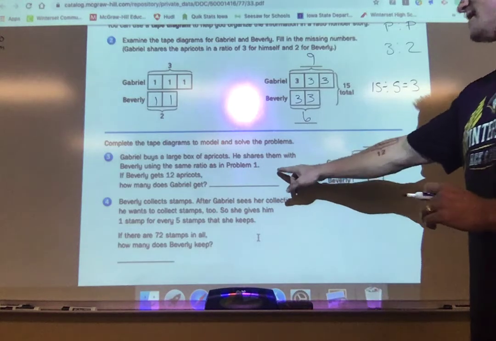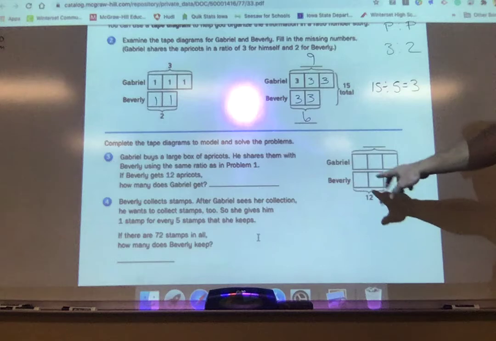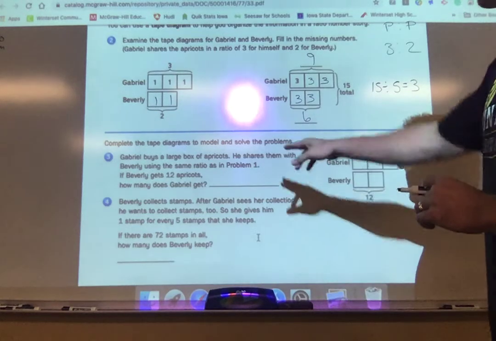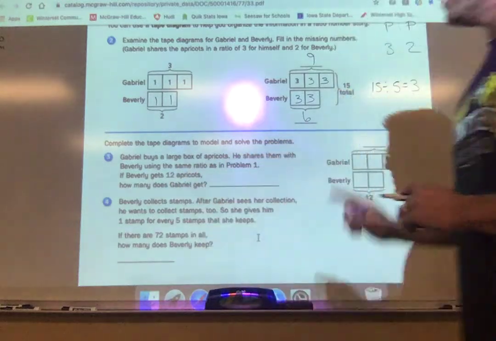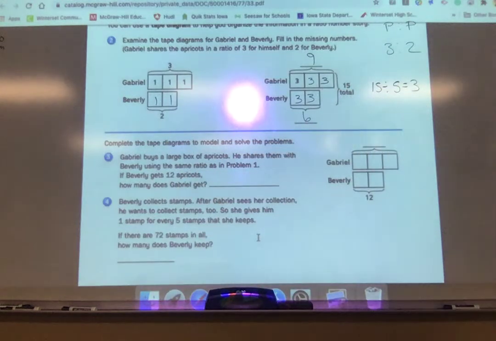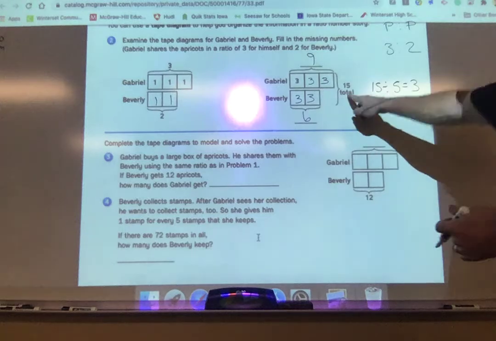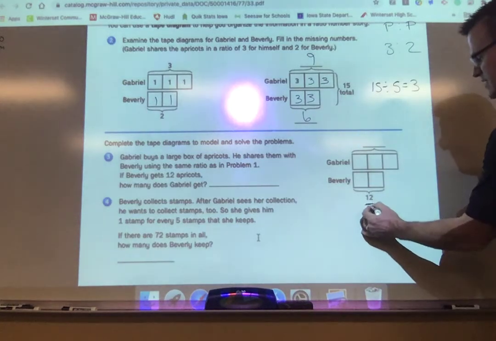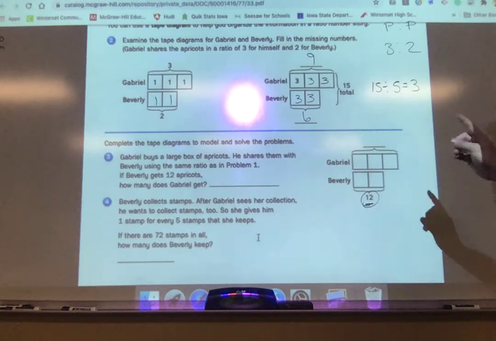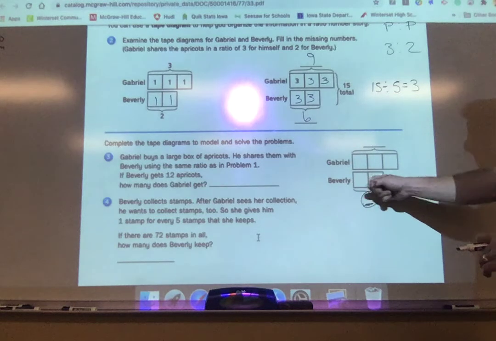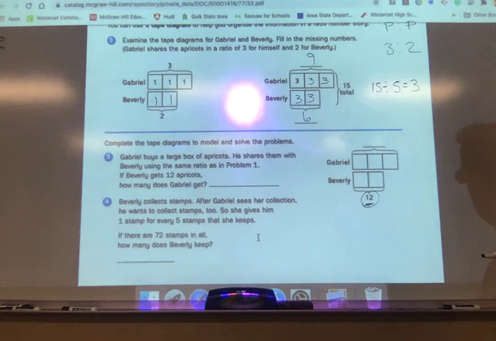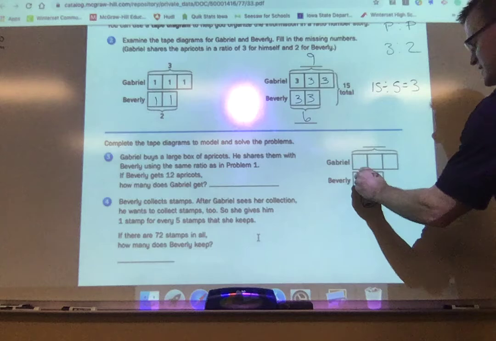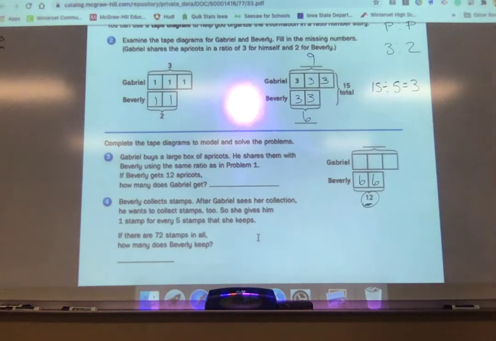All right, so in this case, again, we're going to re-look at Gabriel and Beverly, and it's still a 3:2 ratio. It's the same ratio, so now we want to know if Beverly gets 12. They're going to tell us what one of the people get. They're not going to tell us the total of 15 like they did up here. So if Beverly gets 12, I'm going to put the 12 down below, and we know every number in this box has to be the same. So basically, you're just going to take this 12 and cut it in half because there's 2 boxes. So for Beverly, each box would be 6.